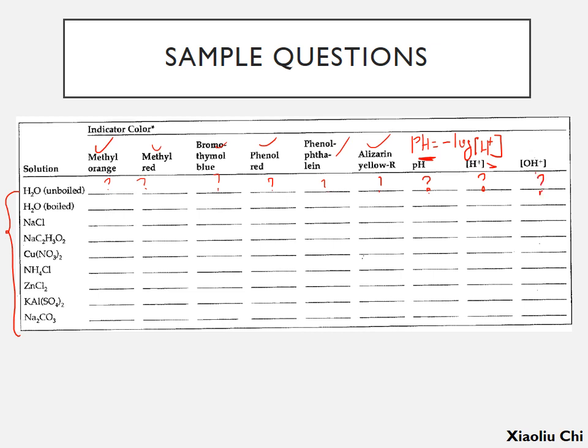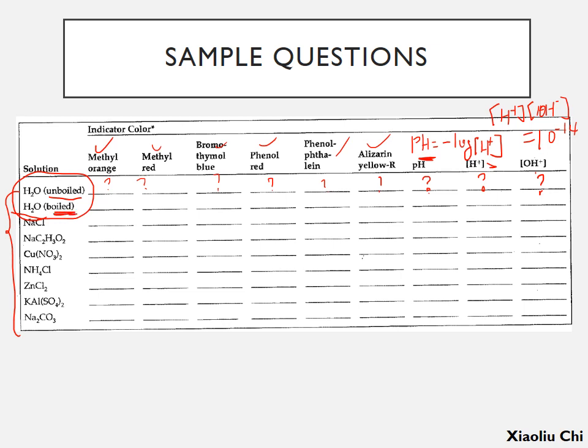Remember, hydrogen times hydroxide is 10 to the minus 14. So you calculate this for each of these samples. The first two samples are both water. One is unboiled, one is boiled.